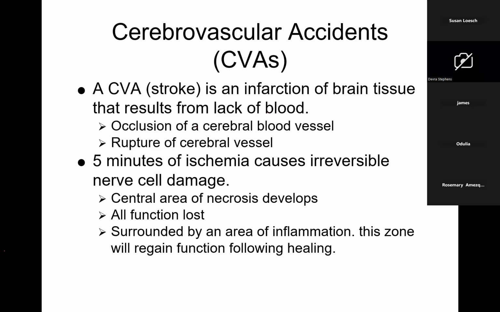We could also have a CVA because of a ruptured blood vessel in the brain, and that would cause hemorrhage and increased cranial pressure. So remember, we talked about the circle of Willis. In that circle of Willis, where all those vessels come together, where two vessels come together, we call that a bifurcation. Okay?